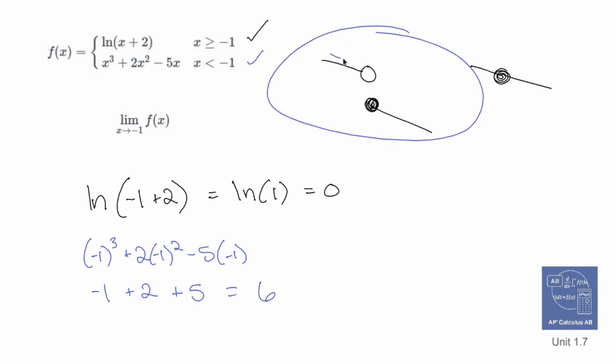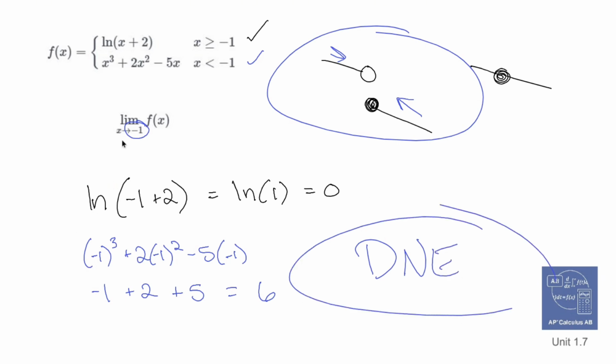Since these are different numbers, the left-handed limit and the right-handed limit don't meet at the same place, so the limit at the number itself does not exist. Okay, so it was kind of a tricky problem, but we did it.